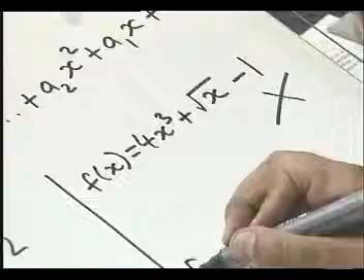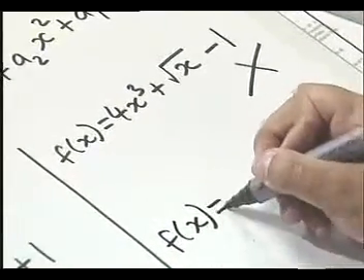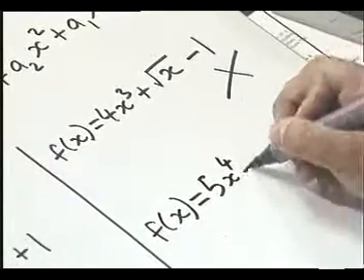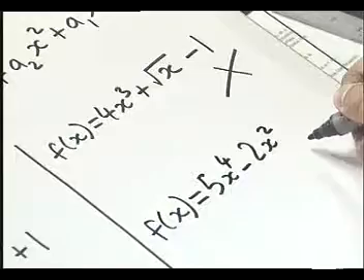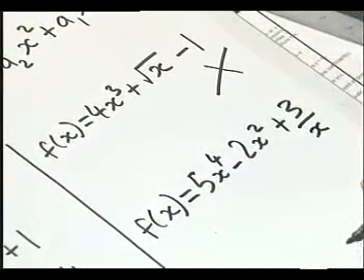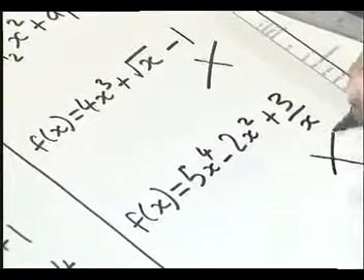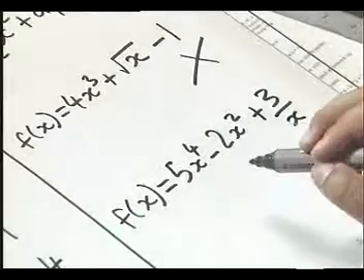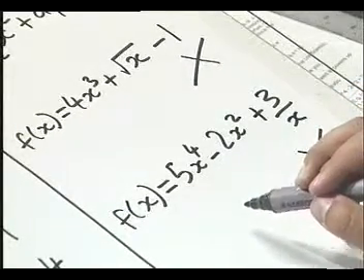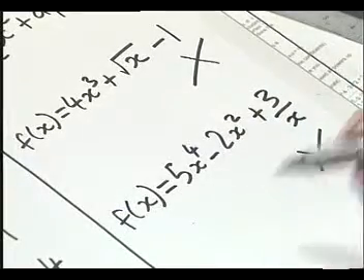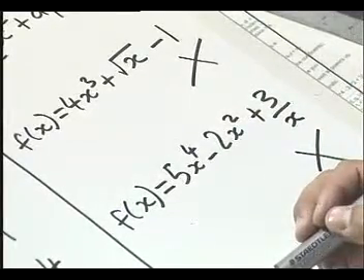Second example, if we had f of x equals 5x to the power 4 minus 2x squared plus 3 divided by x, once again, this is not a polynomial. And this is because, as I said before, we need all the powers of x to be positive integers. And so this 3 divided by x does not fit in with that. So this is not a polynomial.